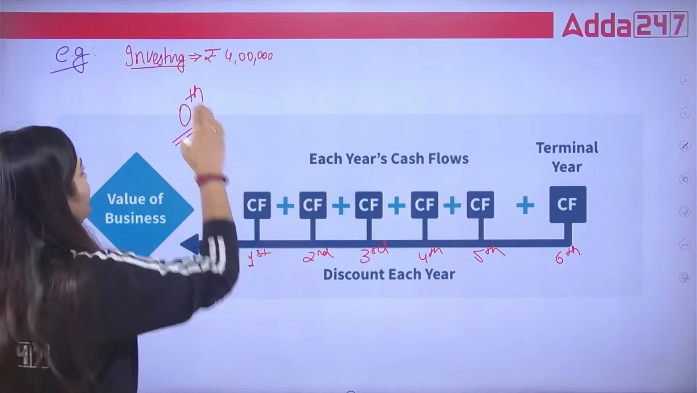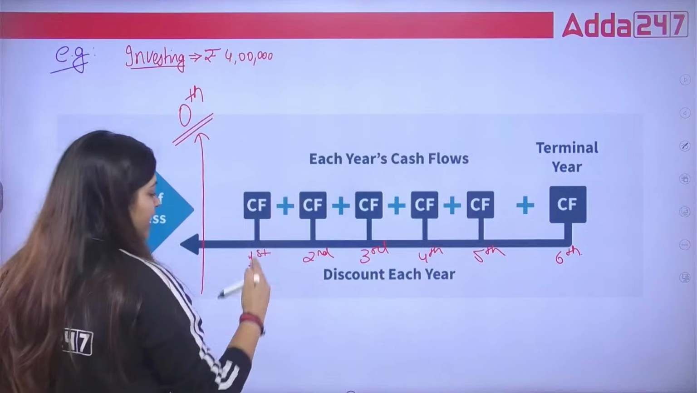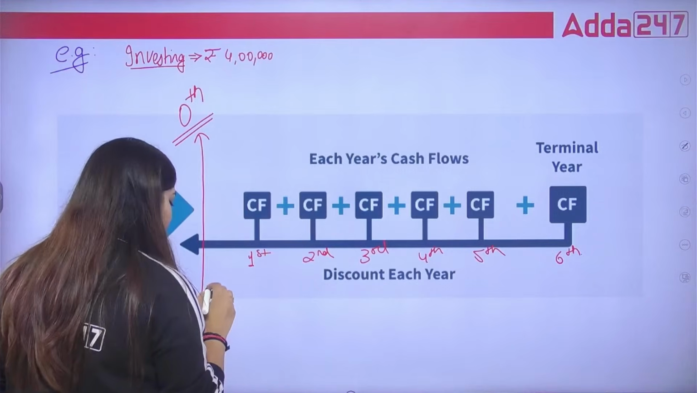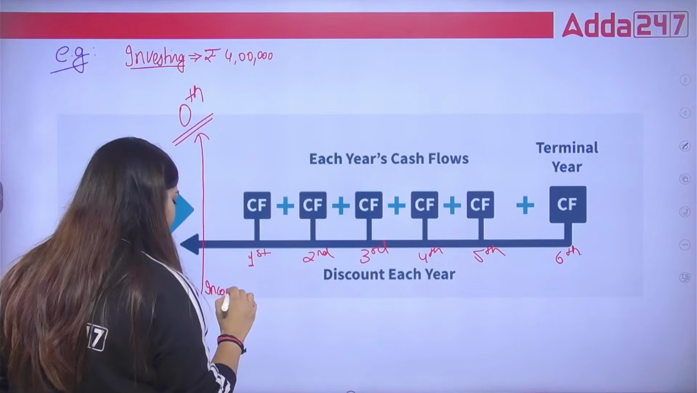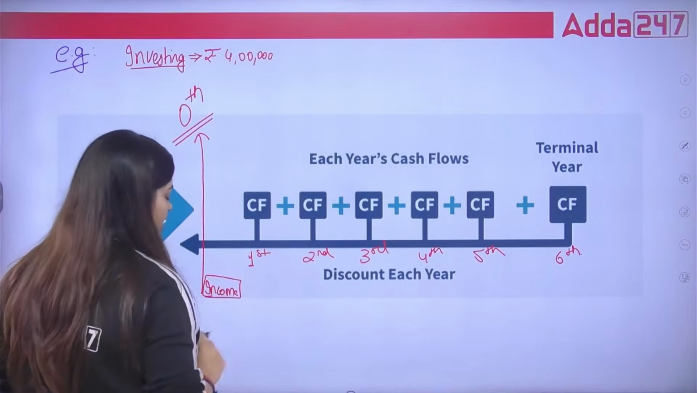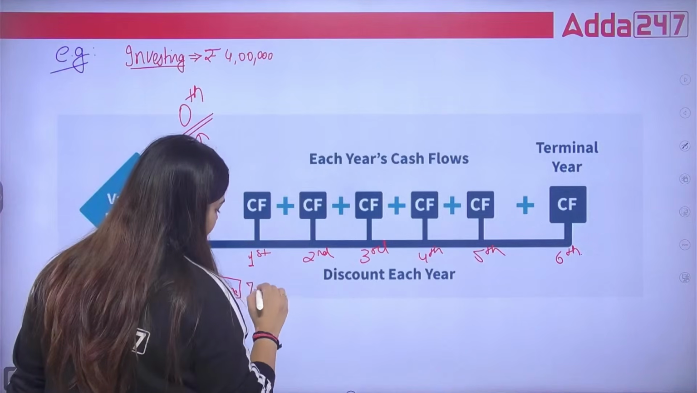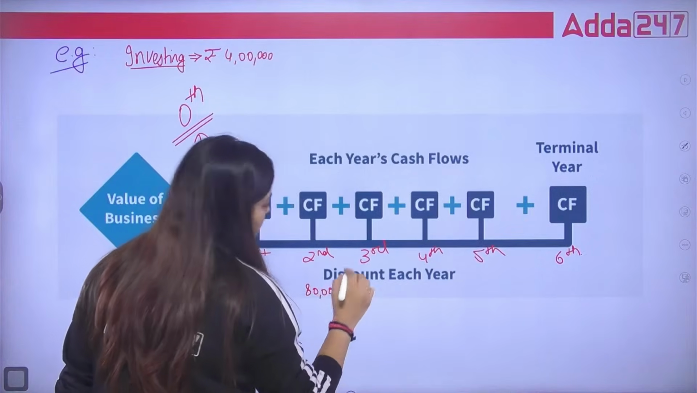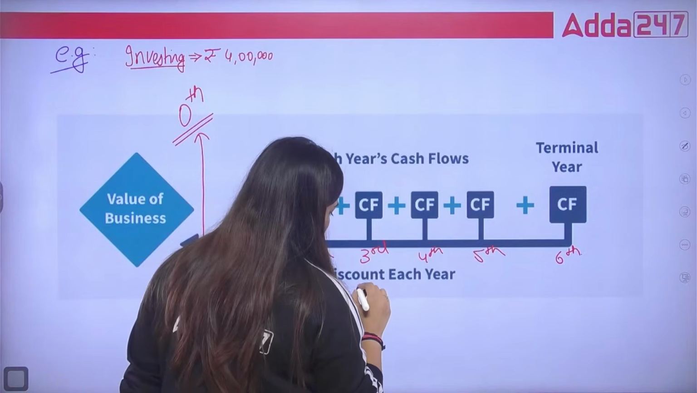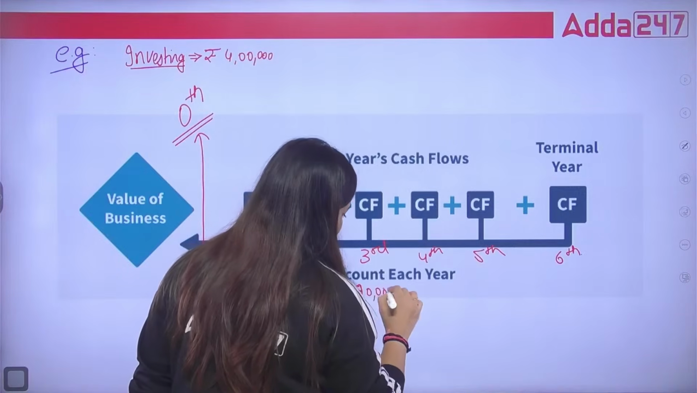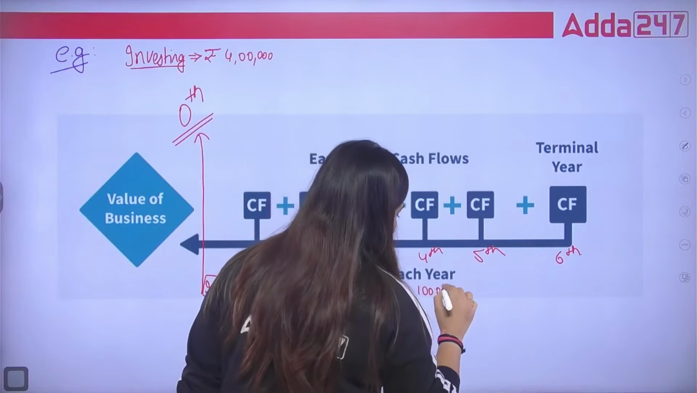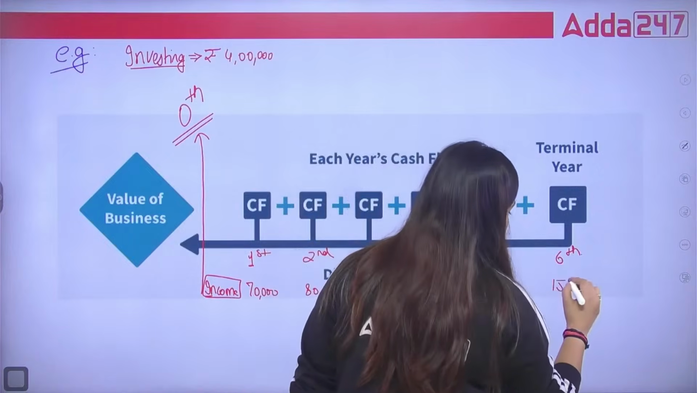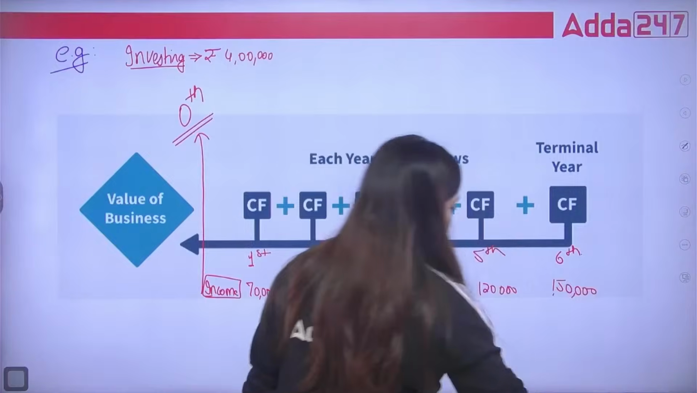Correct. After investing 4 lakhs, yearly if I check, every year, suppose first year, if I am generating now, let's talk about income. Okay, first year, suppose I am generating 70,000. Second year, I am going to generate 80,000. Third year, I am going to generate, suppose, 90,000. Fourth year, 1 lakh. Fifth year, 1 lakh 20. Sixth year, I am going to generate 1 lakh 50.